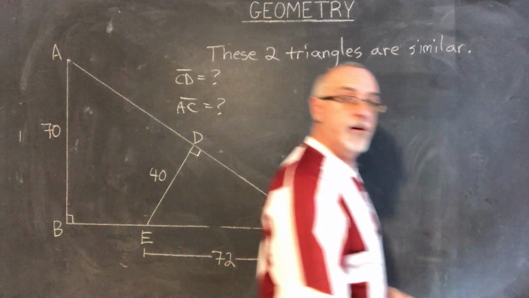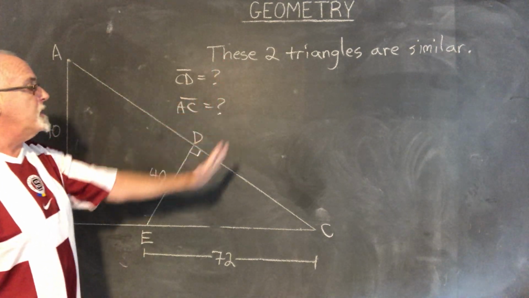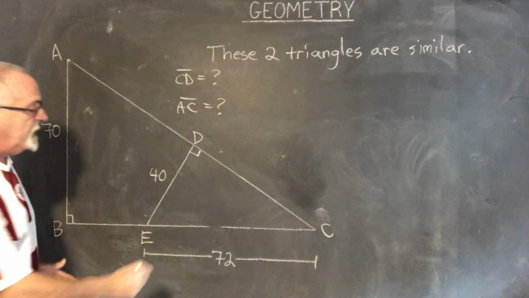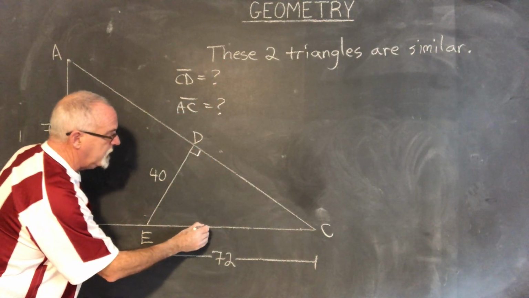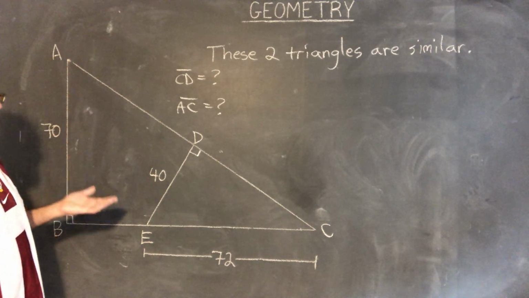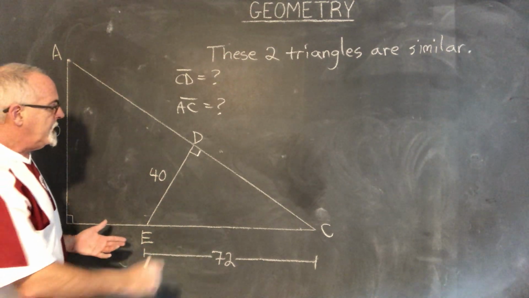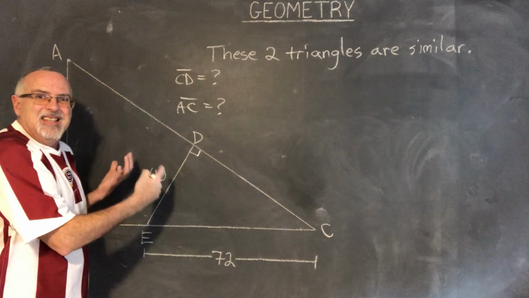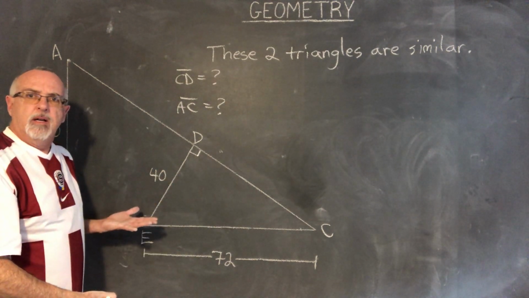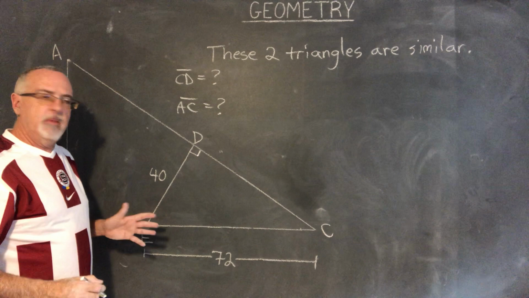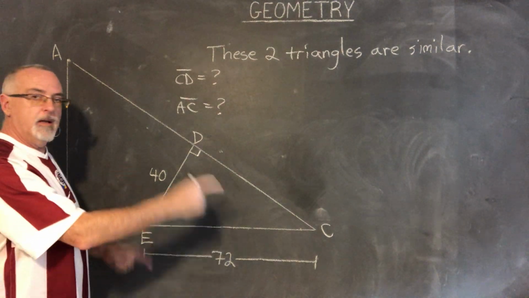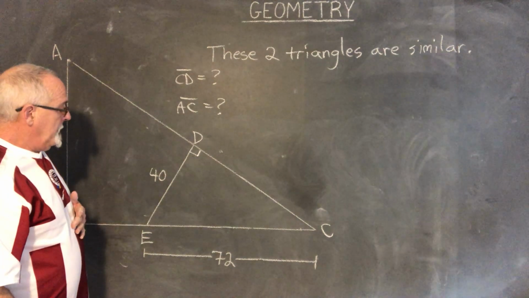Now we don't have a scale factor given. We do have the phrase, these two triangles are similar. We have to know that they're similar to be able to apply similarity to solve it. But what's weird about this is that the smaller triangle is drawn inside the larger triangle. That is weird, but it doesn't mean we can't solve it. They are certainly not oriented the same way.